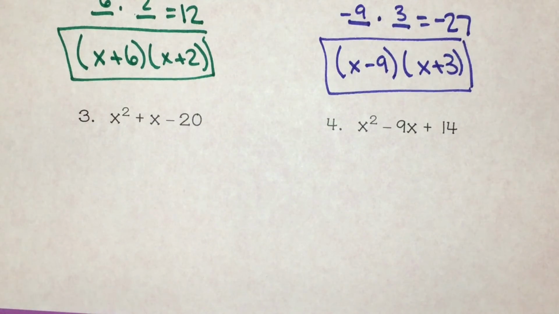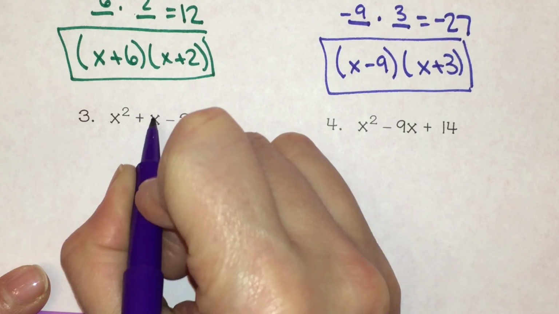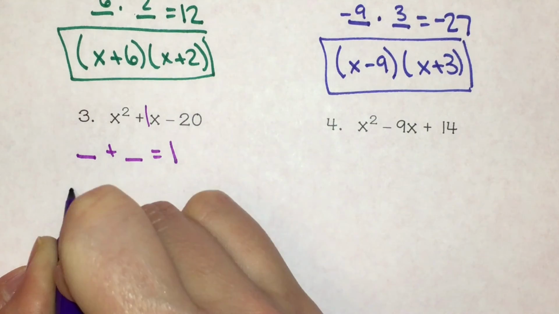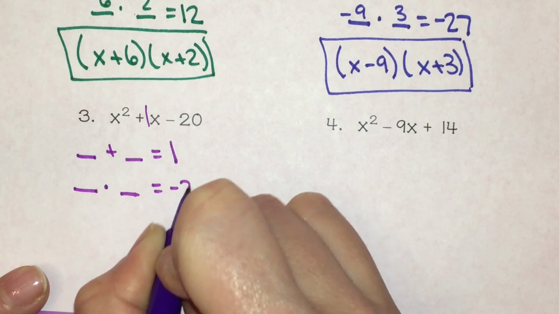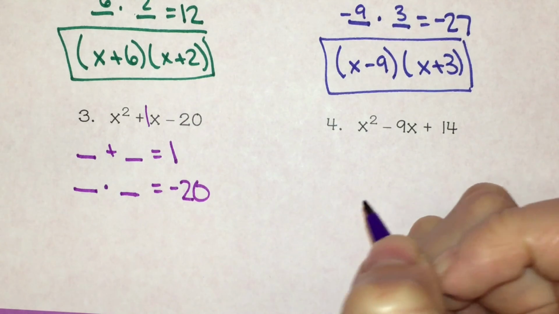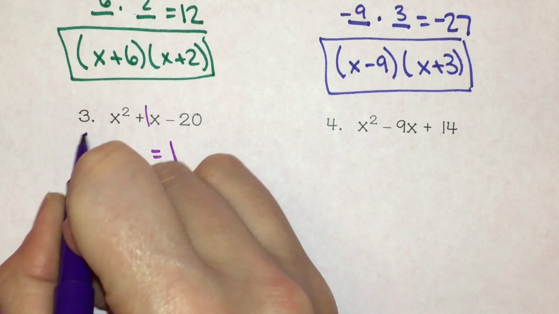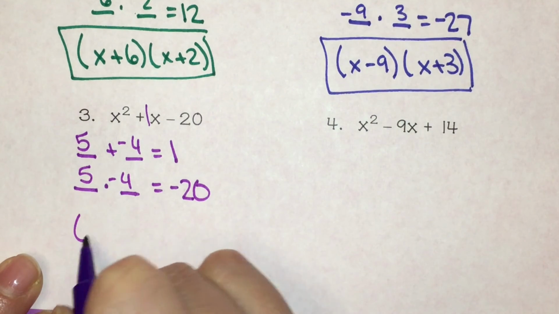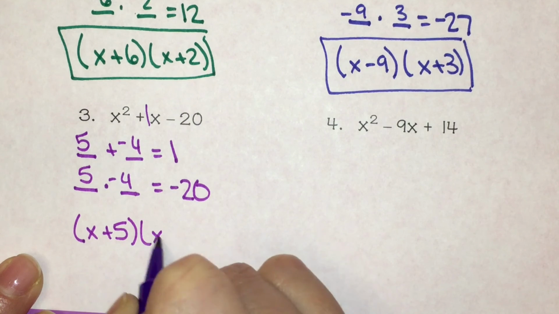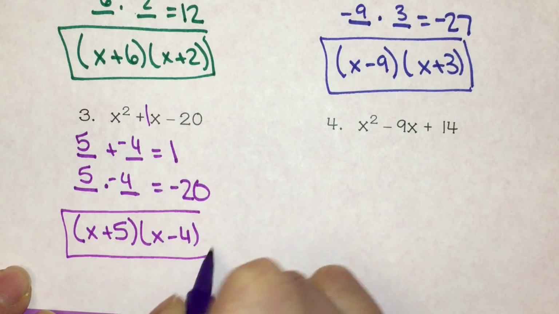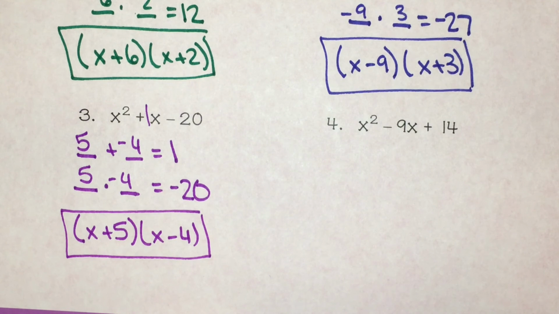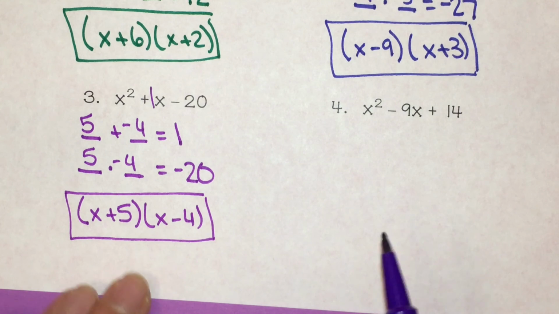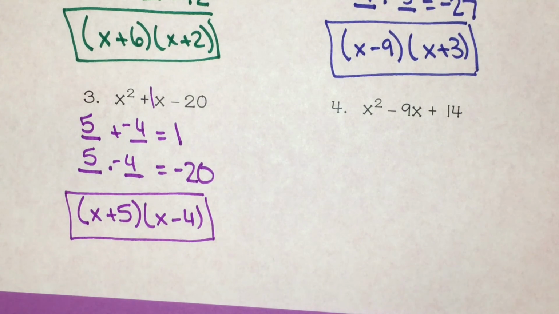Then here, remember x is the same thing as 1x. So we need to figure out what we add together to equal 1, what we multiply together to equal negative 20. Okay, so this one's 5 and negative 4. So we have x plus 5 times x minus 4. And again, it doesn't matter if you have x minus 4 times x plus 5, as long as the 5's positive, the 4's negative. So it doesn't matter which set of parentheses goes in the front.